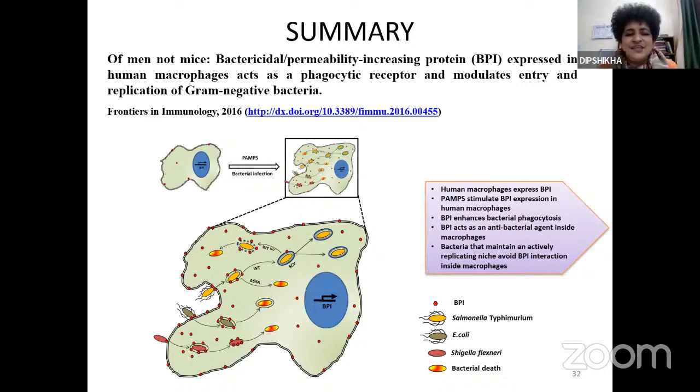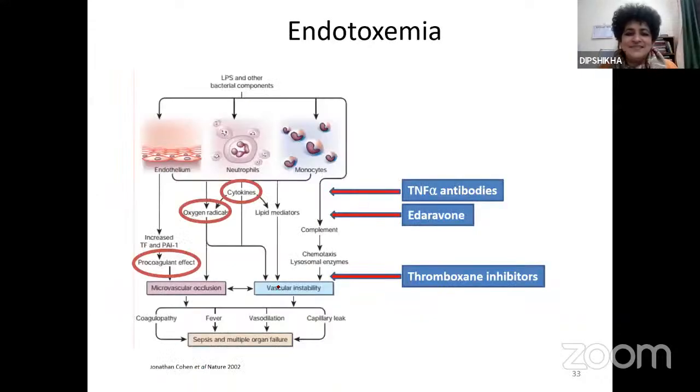So in a nutshell, the BPI is expressed in the macrophages and it acts as a phagocytic receptor, which will modulate the entry. So look at this. This is a host protein. Bacteria is utilizing this host protein to gain an entry. It is evading the immune system to gain an entry. But once it gains an entry, it totally degrades the same BPI with which it has gone inside and happily stays there. So that is the reason why bacteria is simply wonderful.